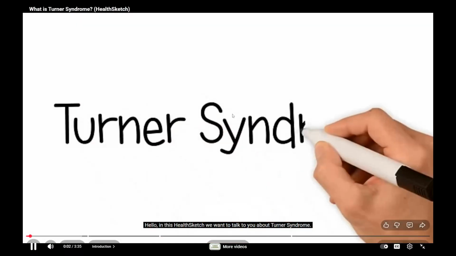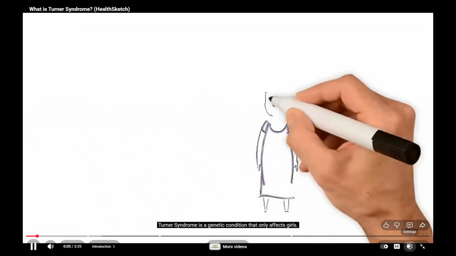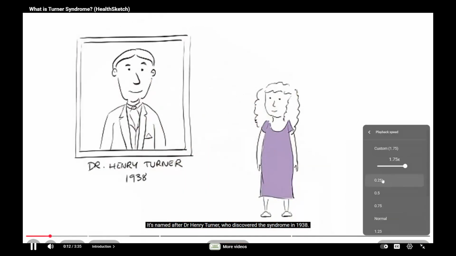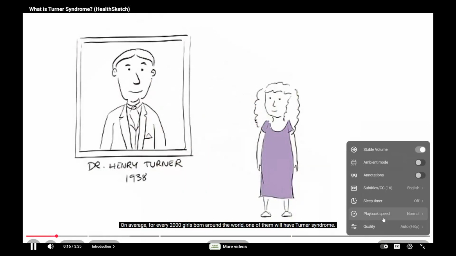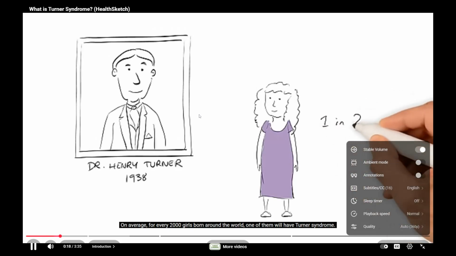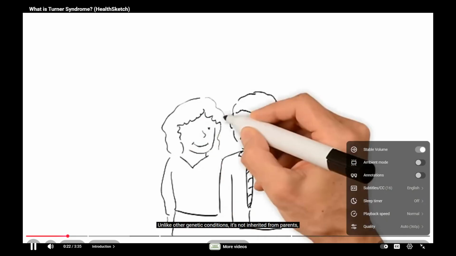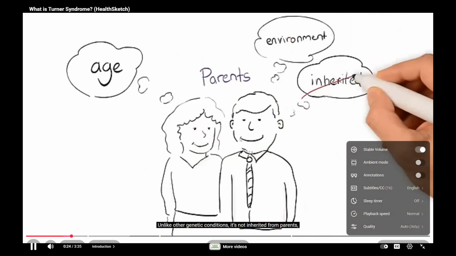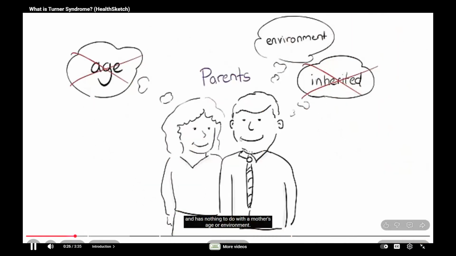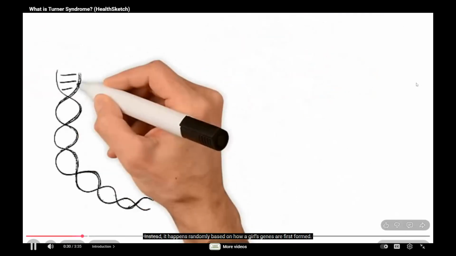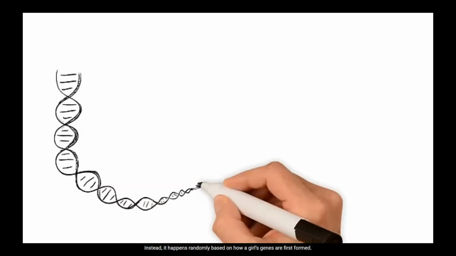Hello, in this health sketch we want to talk to you about Turner syndrome. Turner syndrome is a genetic condition that only affects girls. It's named after Dr. Henry Turner, who discovered the syndrome in 1938. On average, for every 2,000 girls born around the world, one of them will have Turner syndrome. Why does Turner syndrome occur? Unlike other genetic conditions, it's not inherited from parents and has nothing to do with a mother's age or environment. Instead, it happens randomly based on how a girl's genes are first formed.